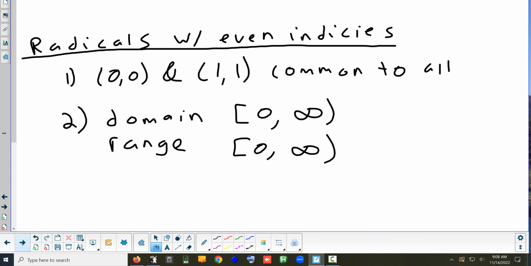What are indices? That's the type of root you're taking. It's the plural of index. Oh, okay. So indices is just the plural of index.